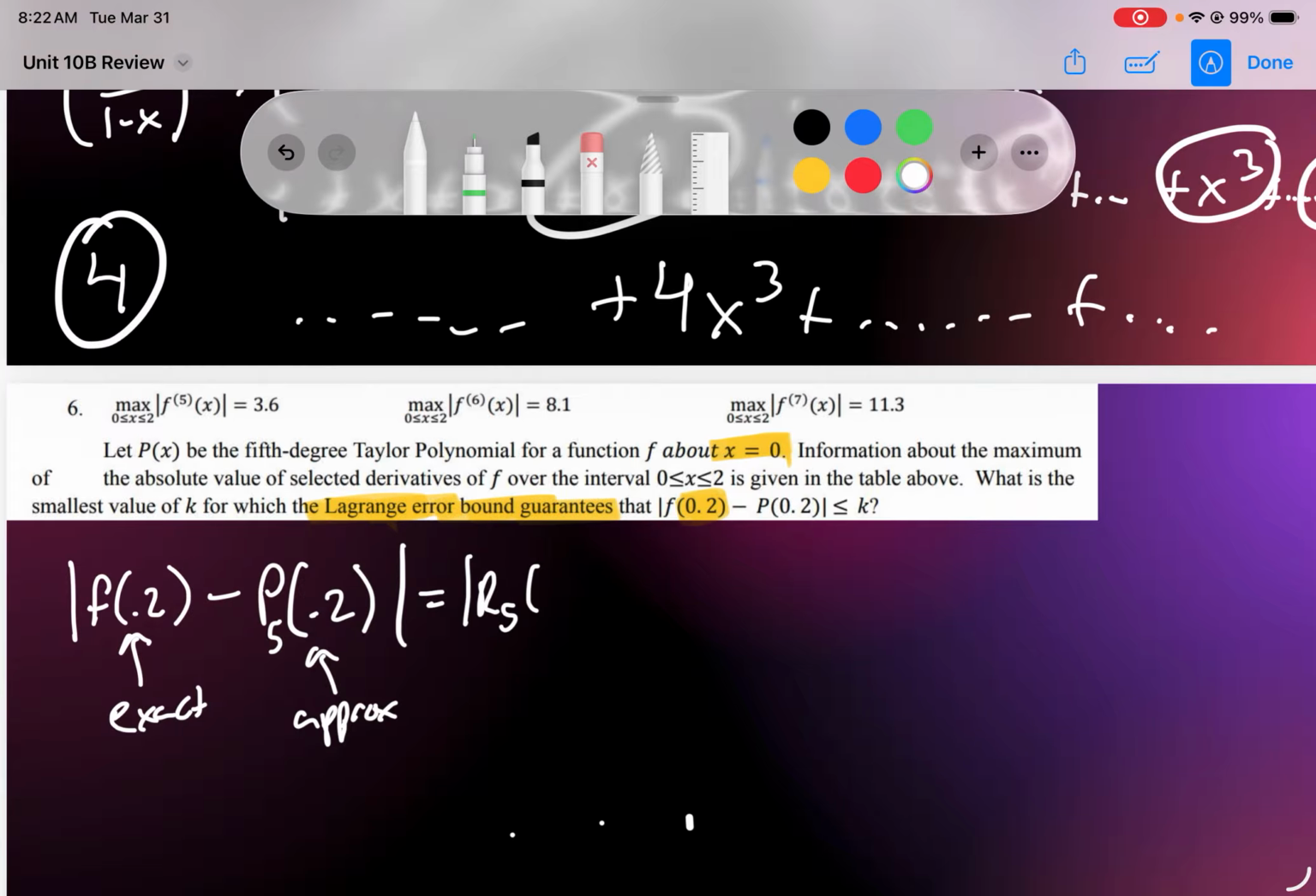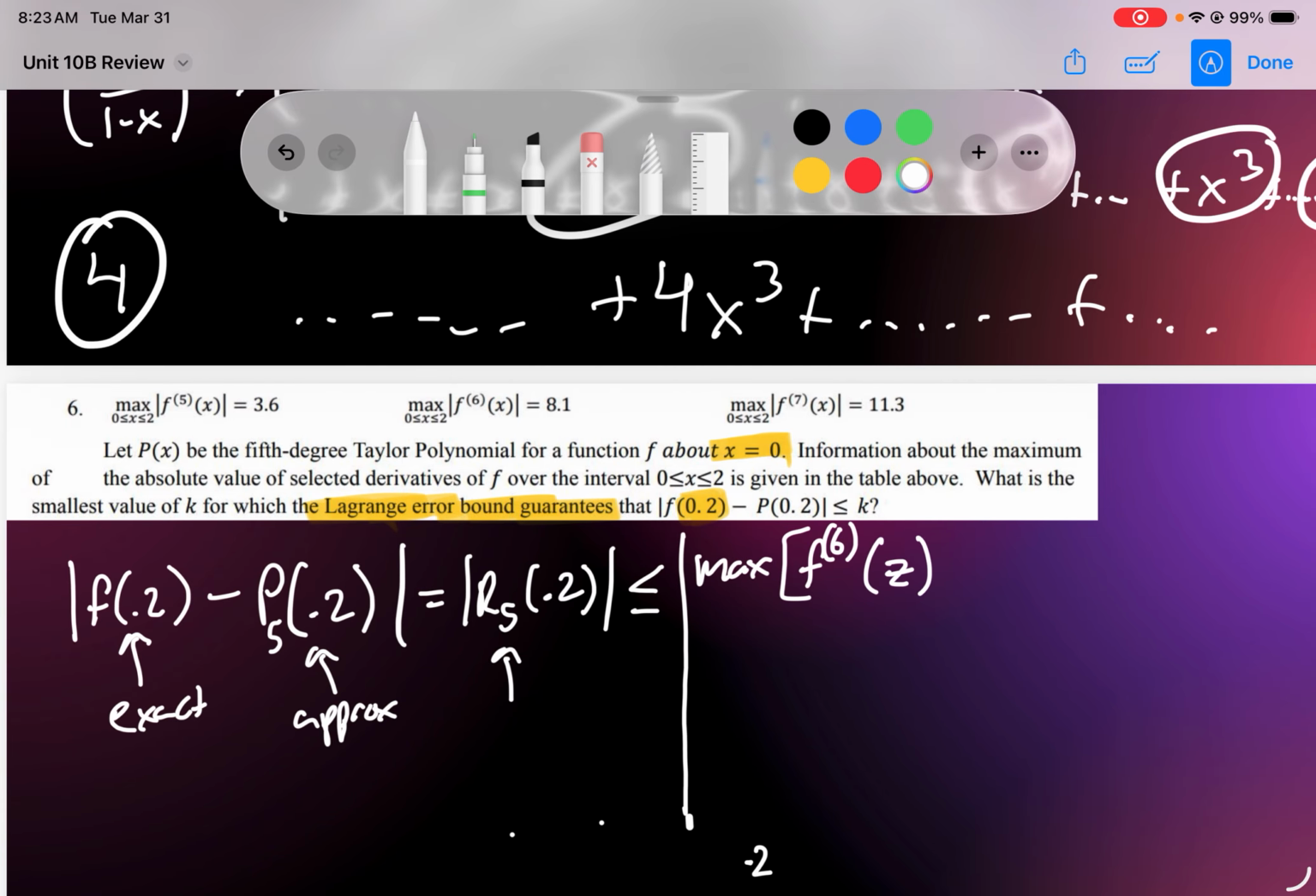Of, what would it be, 0.2? So x is 0.2, c is going to be 0. This is less than or equal to the absolute biggest value of the next derivative. Since our n number is 5, the next derivative would be the sixth derivative. I put that in parentheses so it doesn't look like it's f to the power of 6 of z, and I'm going to specify z is within 0 to 0.2.